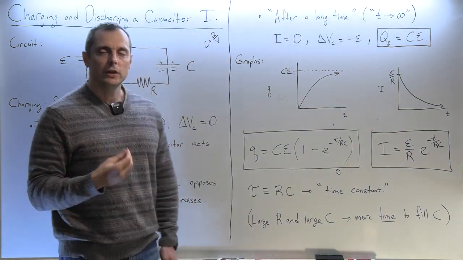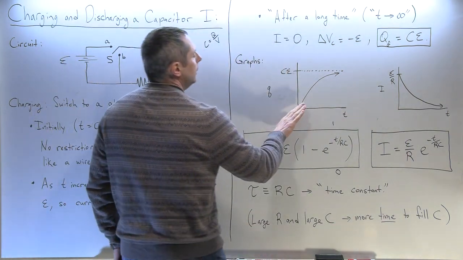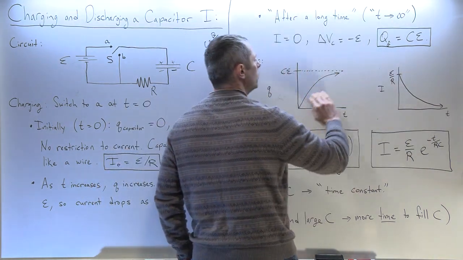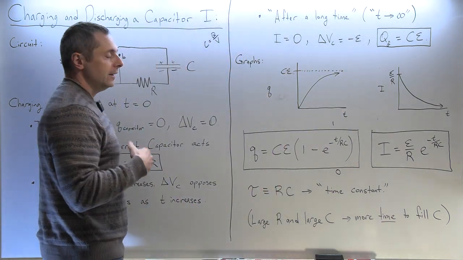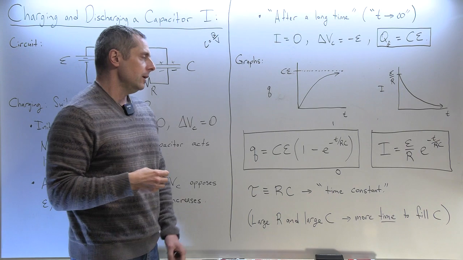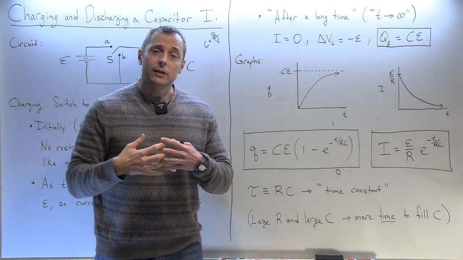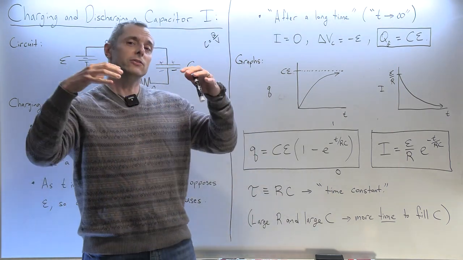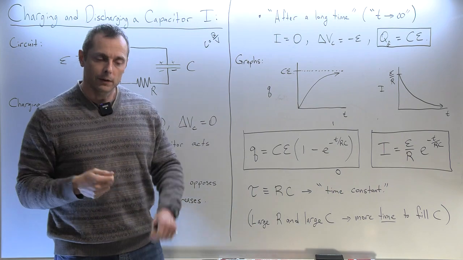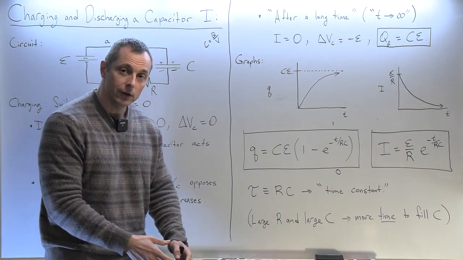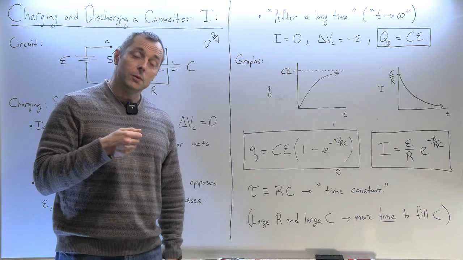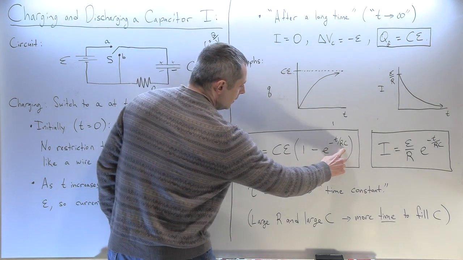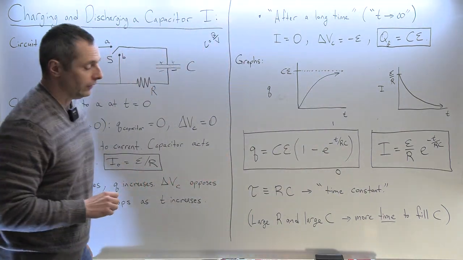The bigger that RC product is, the longer it takes these functions to attain their final values of 0 or C times EMF. And it makes sense physically, because with a large capacitance, it's like having a large tank to fill. That's what a capacitor is. It's a tank that stores charge. The bigger the tank, imagine a garden hose where you're filling a little bucket or filling a swimming pool. The swimming pool is going to take longer, the larger capacitance. So the bigger C is, the longer it takes this function to reach its final value.